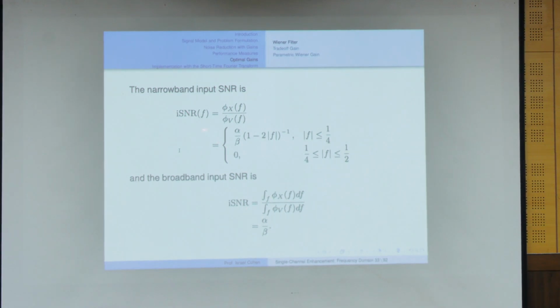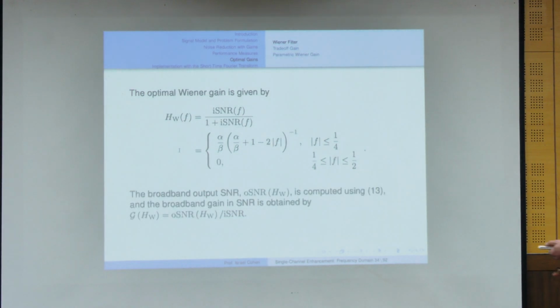This is the narrow band input SNR. If we take the broadband input SNR, it's the total integral of the spectrum of x over the total integral of the spectrum of v. And for this example, we get alpha divided by beta. And then we have this expression for the Wiener filter.